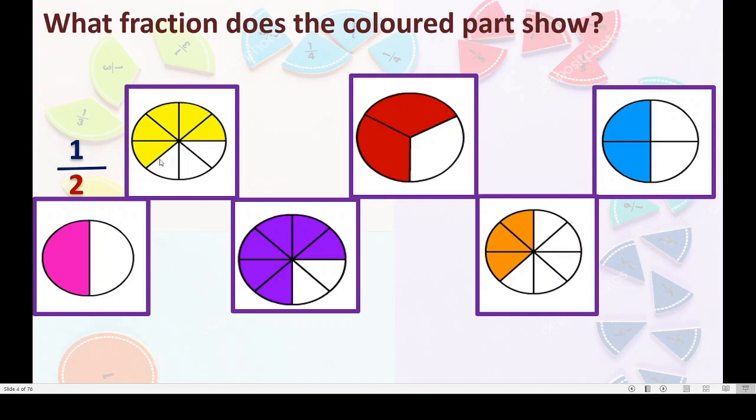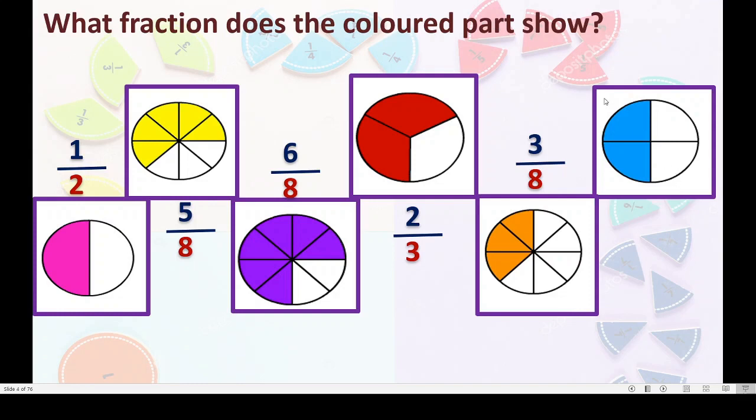Now here total parts are 8. Out of them 1, 2, 3, 4, 5 parts are shaded. So 5 upon 8 is the answer. In this again 8 total parts are there and out of them 6 are shaded. So 6 upon 8. Here only 3 parts are there. Out of them 2 are shaded. So the answer is 2 upon 3. Right? Here out of 8, 1, 2, 3 parts are shaded. So 3 upon 8.